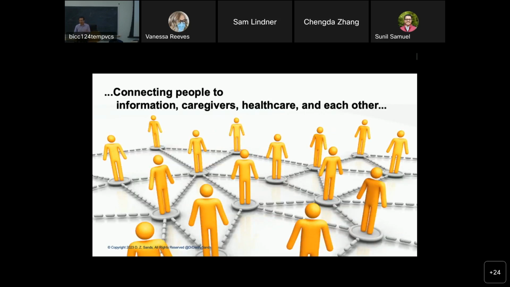So the fact that we all have access to this information is fantastic, because this is allowing people, patients specifically, to connect to information, to caregivers, to healthcare, and to each other. And that has been quite dramatic. And that, in fact, has enabled so many of the things that you are working on and that we'll be talking about today.